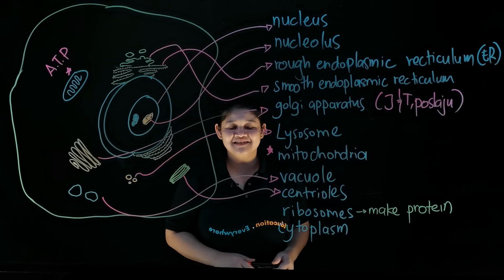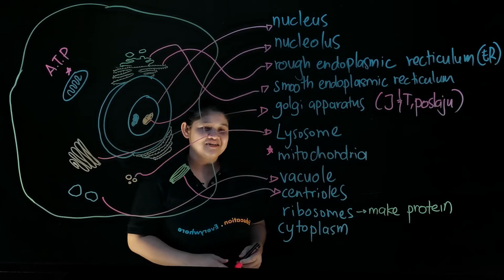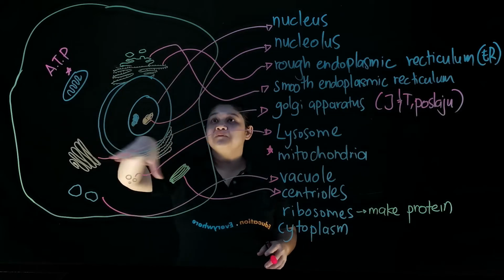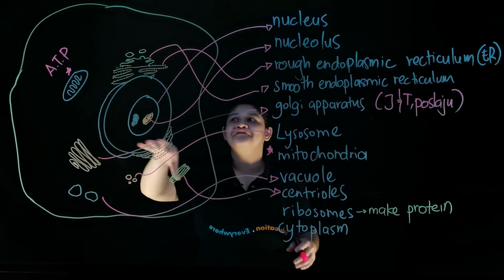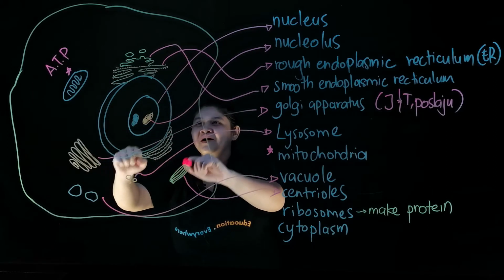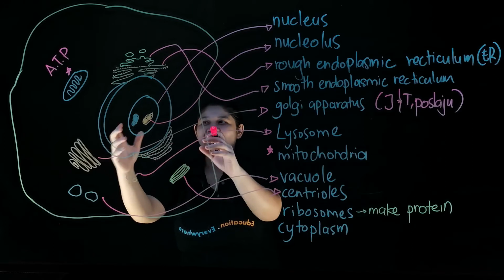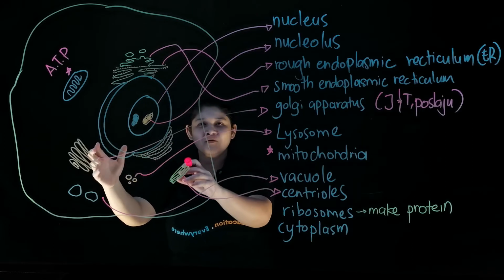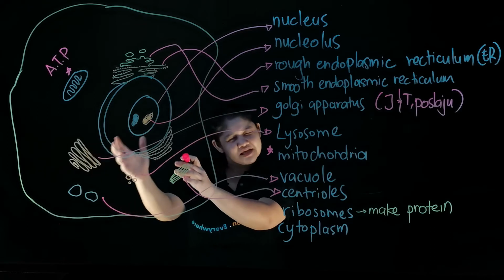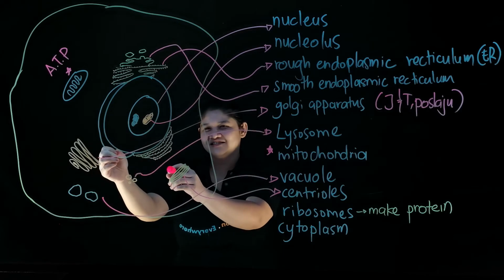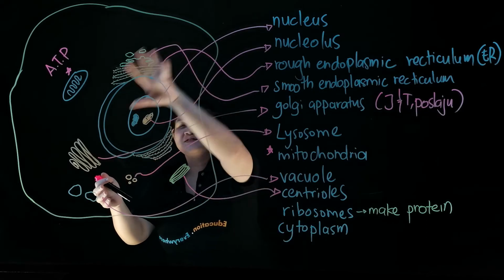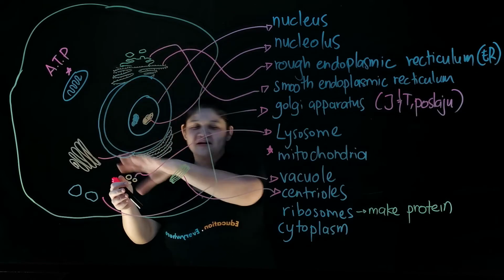And last but not least, cytoplasm. I can't draw an arrow for cytoplasm because it covers all of the cell. It's like a liquid filling up the cell. What it does is help the organelles stay in place, and it also contains some enzymes to help with cellular digestion as well. So cytoplasm is a space filled with liquid all around the cell.